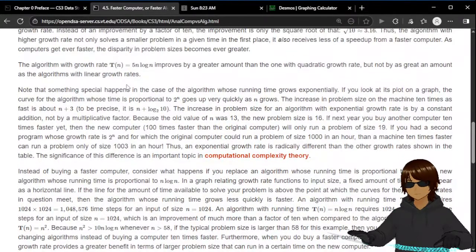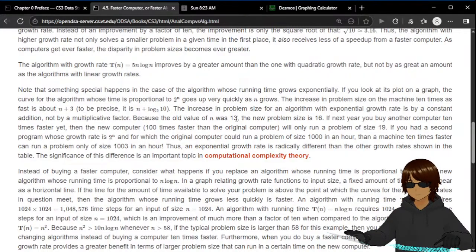Now, something special happens in the case of the algorithm whose running time grows exponentially. If we look at its plot on the graph, the curve for the algorithm whose time is proportional to the power of n goes up very quickly as n grows. The increase in problem size on a machine 10 times as fast is about n plus 3. To be precise, it is n plus log 10 base 2. The increase in problem size for an algorithm with exponential growth rate is by constant addition, not by a multiplicative factor.